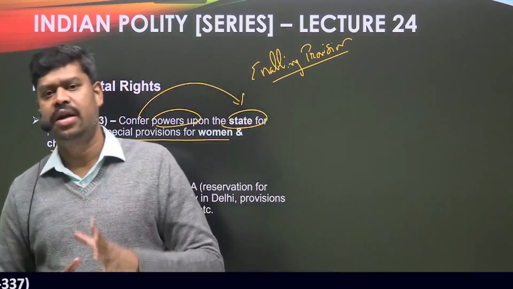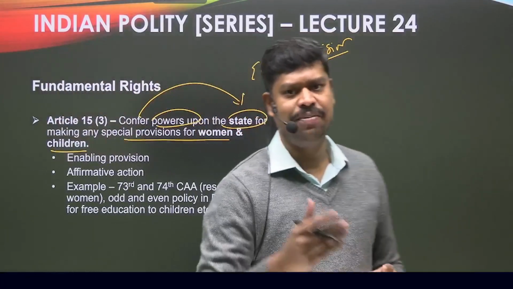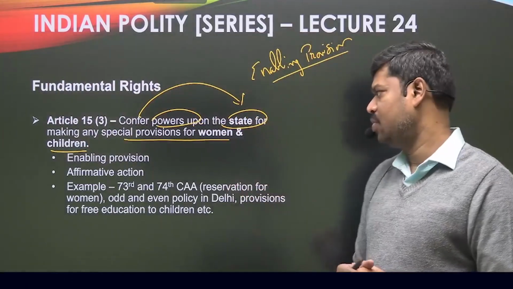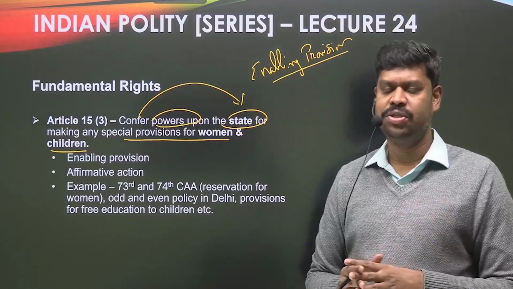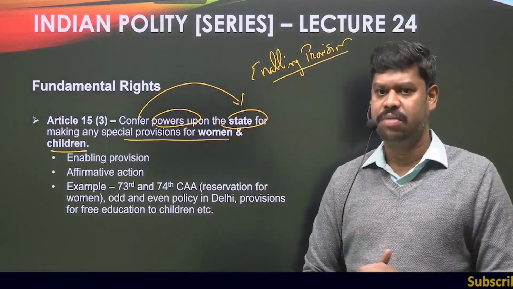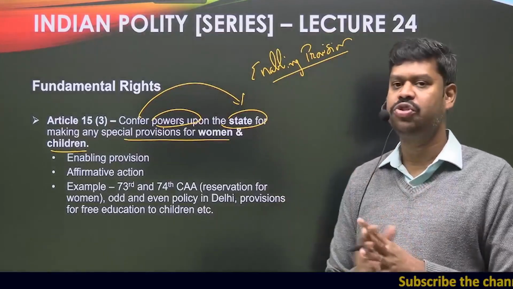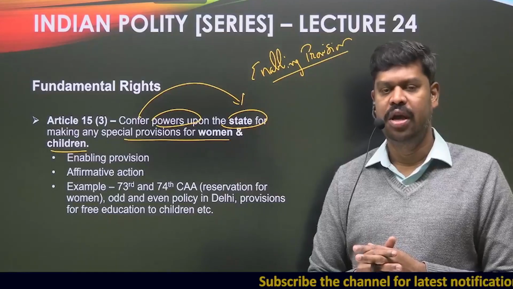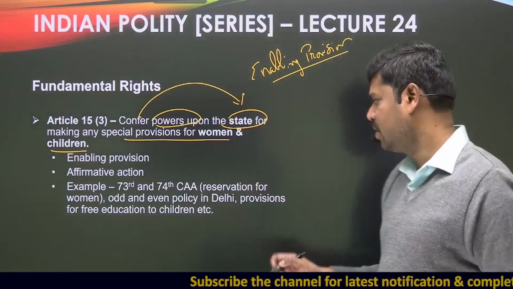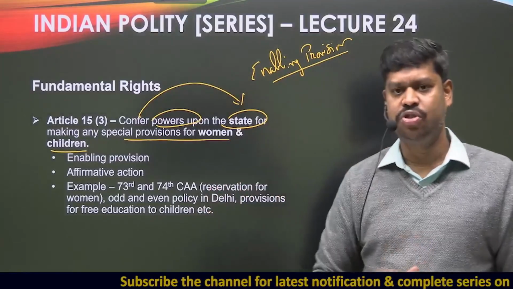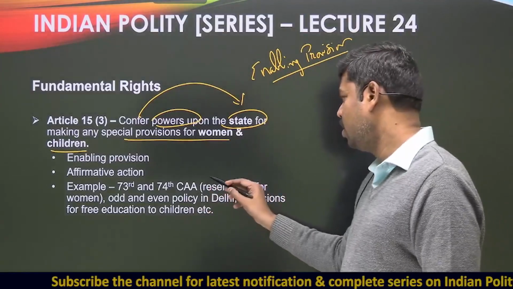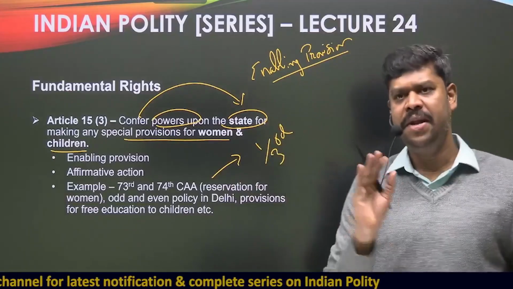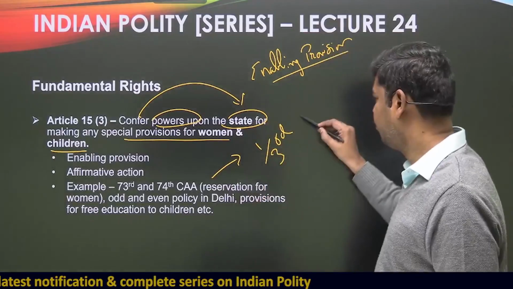So, accordingly, under Article 15 Clause 3, you will understand a number of steps have been taken by the state. Say, for example, one example that I can give is the 73rd Constitutional Amendment Act, which gave constitutional status to the Panchayat and the municipalities in our country today. The 73rd Constitutional Amendment Act also brought in one-third reservation. Minimum 33% reservation for women.